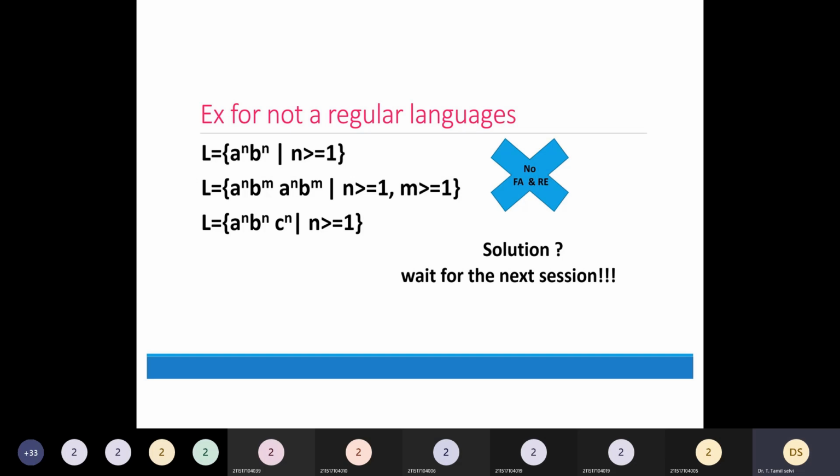But the given language L equal to a power n, b power n means here you need to remember the n value. Then only can we check whether the number of b's and the number of a's are equal or not. So we should remember some value here. There is no memory unit in finite automata, so we cannot construct the finite automata. We know that the finite automata is equivalent to the regular expression. If we cannot construct the finite automata, we cannot write the regular expression also. So this particular language is not a regular language.